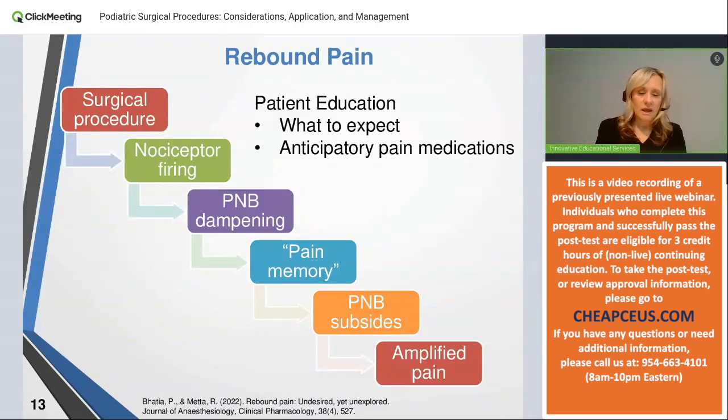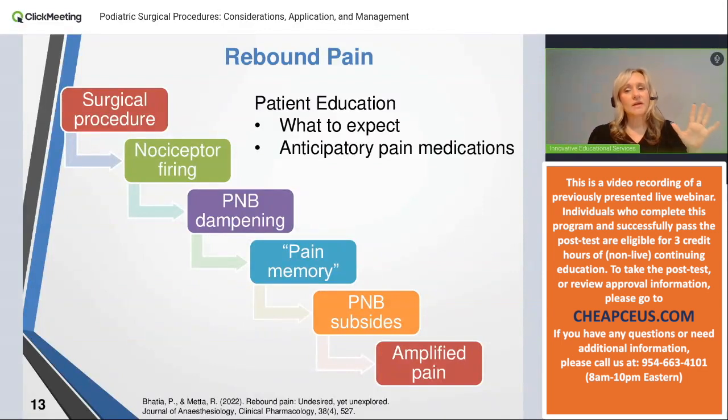What rebound pain is, and we're more aware of it now, is that transient acute increase in postoperative pain following the wearing off of that peripheral nerve block. That's that significant difference in pain from when the nerve block is in effect to when it's not. And that individual has pain, if it's specifically rebound pain, that's actually higher than they would have had if they didn't have that nerve block at all.